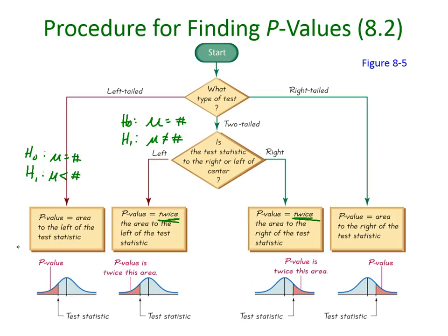One of the common errors is that you forget to double it. Or you get in the habit of doubling it all the time, so that when you get to a left or right-tailed test, you double it when you shouldn't double it. So pay attention to what you want to use.